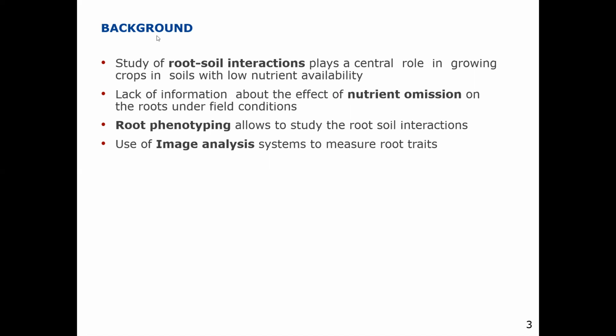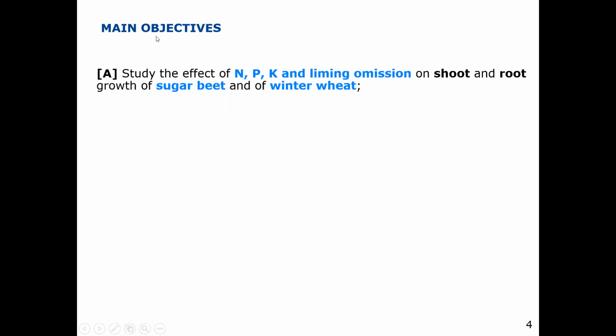The main objective of our study is to investigate the effects of nitrogen, phosphorus, potassium, and liming omission on shoot and root growth of sugar beet and of winter wheat. And the second main motivation is to study the effects of fertilization on the root morphology and also topology using 2D image analysis systems.